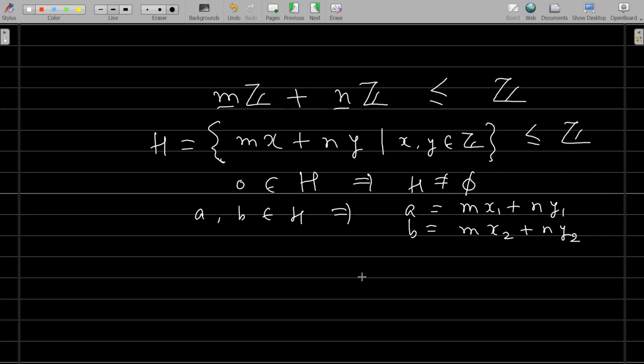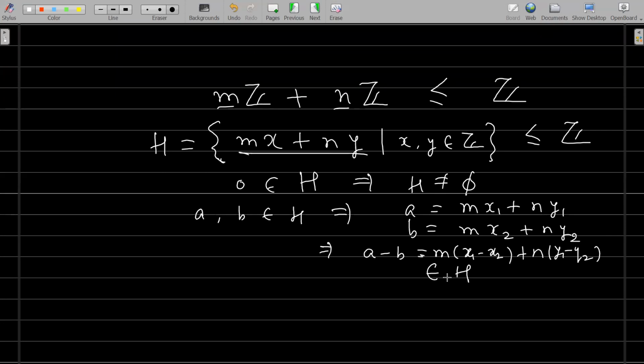And by commutativity, I can say that A minus B will again be M times some integer plus N times some integer. I have commutativity, it is an abelian group. So A minus B is this, which means it again belongs to H. It is M times something plus N times something, so it is again of this form. So shall I say A minus B belongs to H? So H is non-empty, and whenever A, B belong to H, A minus B belongs to H.